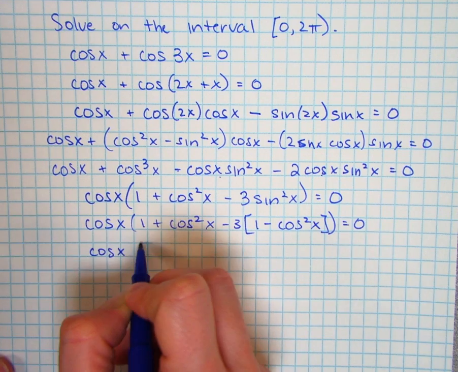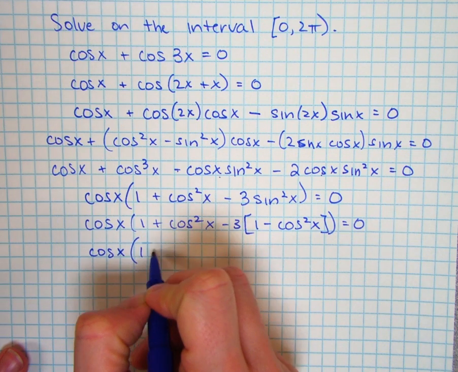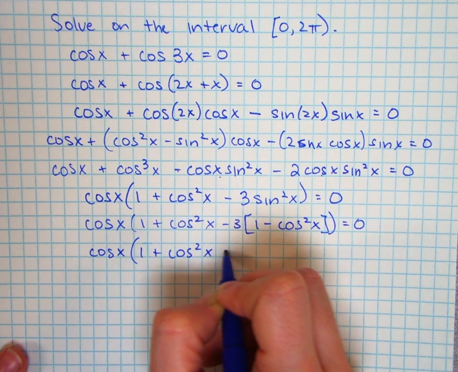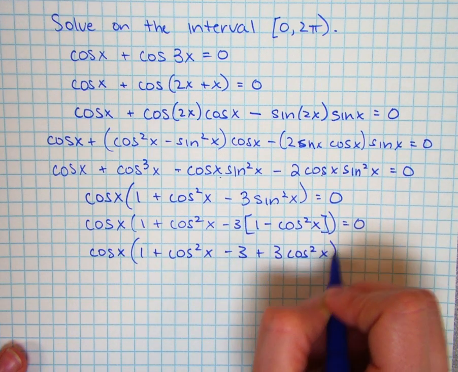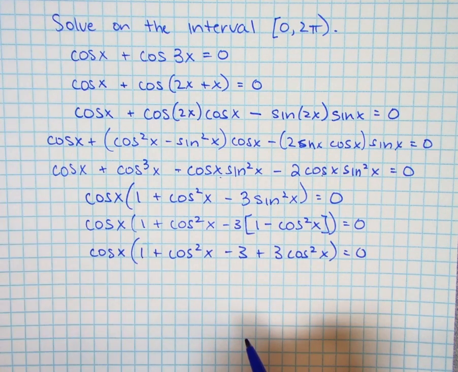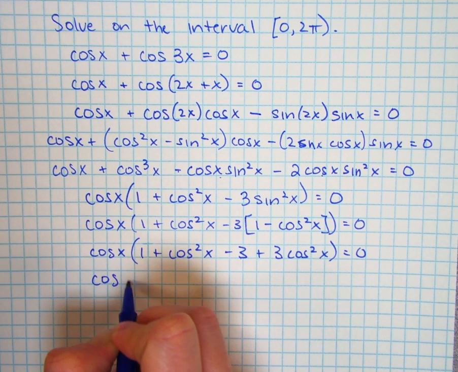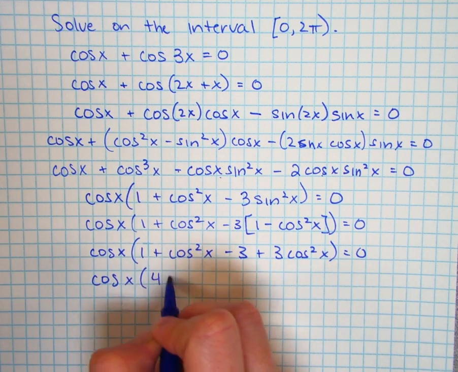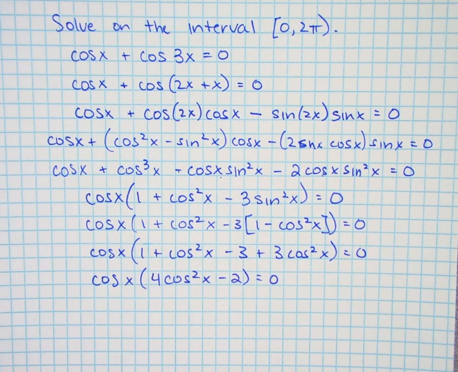And then again, rewriting it into a form that we can factor and solve. I have 1 plus cosine squared x minus 3 plus 3 cosine squared of x. And so let's say I have 1 and a minus 3, so that'll be a negative 2, a 1 and a 3, so that'll be a 4. So cosine of x, I have 4 cosine squared x minus 2. I can factor out a 2 further from there, or at this point I can use the zero product property.